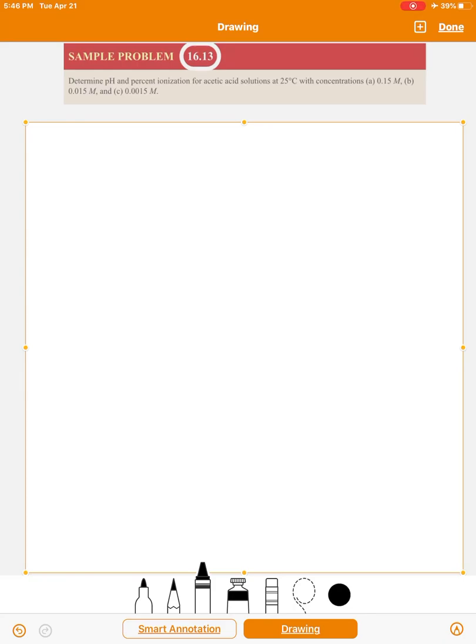Okay, this is sample problem 16.13. Determine the pH and percent ionization for acetic acid solutions at 25 degrees C with concentrations of A, 0.15 molar, B, 0.015 molar, and C, 0.0015 molar. Okay, so this is acetic acid.